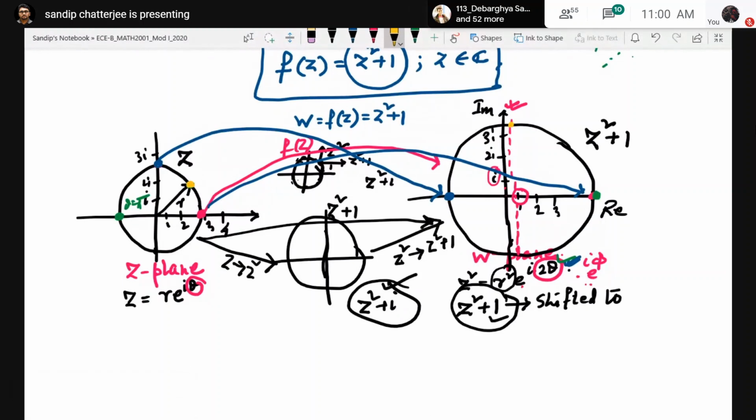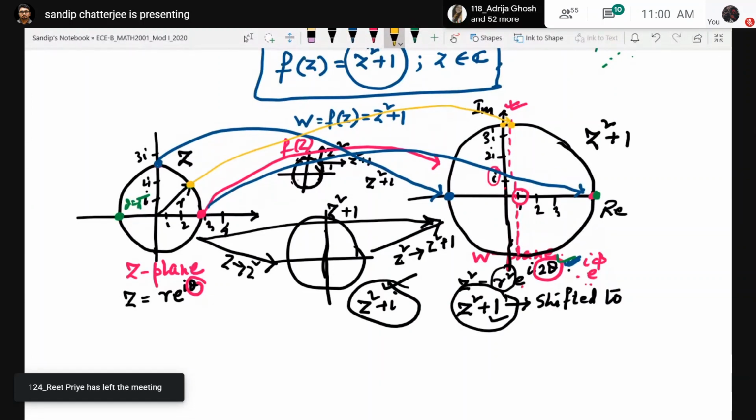Can I say this place? Because when you think about z square, it will come to this particular place. When you give a shift of one, it has just shifted to this particular place. So my final answer is this point will come to this place. Is it okay? Clear?